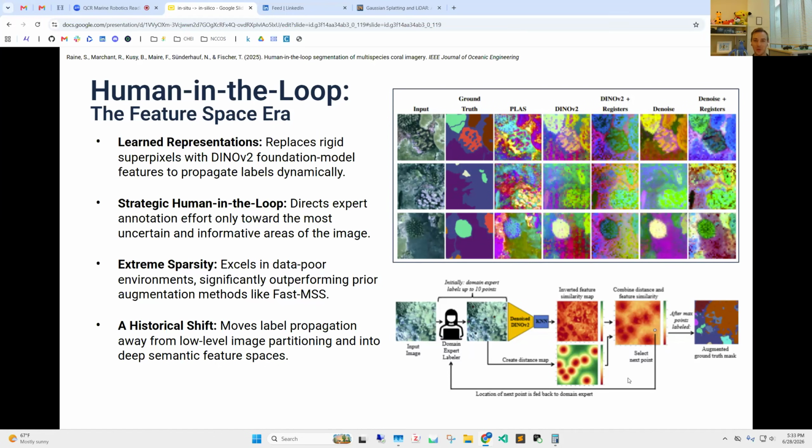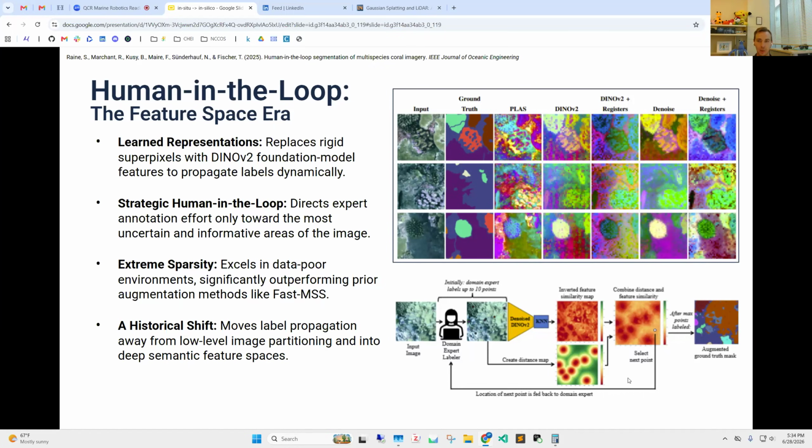But we have Rain and colleagues, who completely changed how we were looking at sparse labels. Instead of using superpixels, which is a low-level machine learning algorithm that just groups pixels based off color and proximity, they utilized foundation models like DINOv2 to group reef imagery based off deep semantic similarity. If you're not familiar, DINOv2 and more recently DINOv3 are really cool models that are trained on a bunch of data, and you can do some really cool stuff with them, like tack on a really simple machine learning algorithm and train a model with it, and they work fairly well.